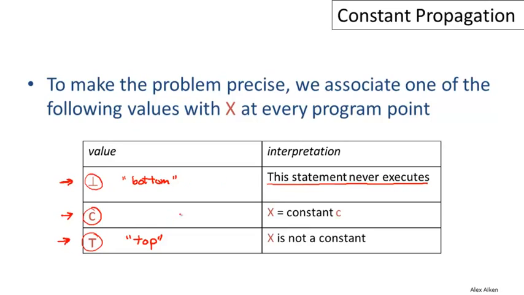So when we don't know whether a statement is even executed at all, we will say that x at that point has a value bottom, meaning that as far as we know, that point in the program is never reached. It doesn't matter what the value of x is at that point because that statement never executes. So we're going to assign x one of these three kinds of values: either bottom, some constant, or top.